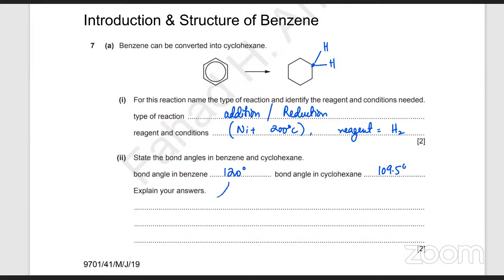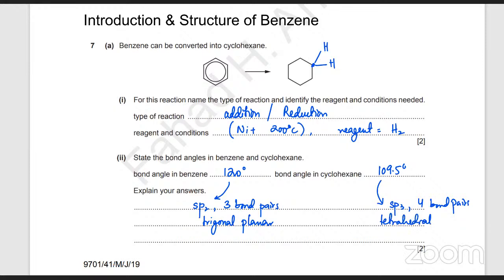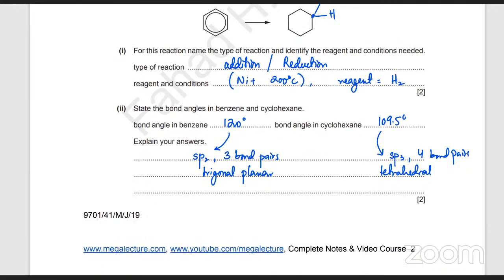So what you're going to explain is, explanation for your answer is that you're going to state that it's sp2. You got three bond pairs, which is why the shape is going to be trigonal planar around the carbon atom. And in cyclohexane, it's sp3 hybridized. You got four bond pairs, which is why the shape is going to be tetrahedral and the angle would be 109.5.